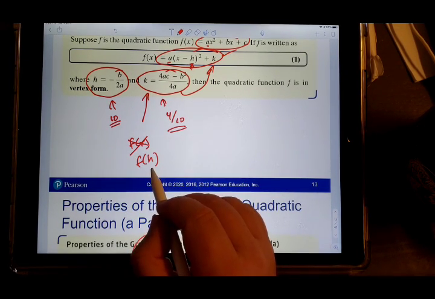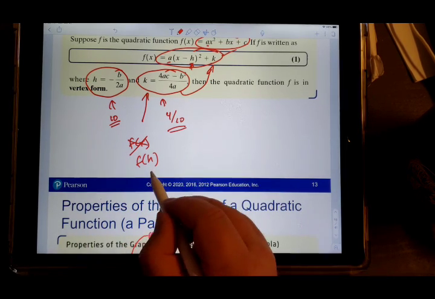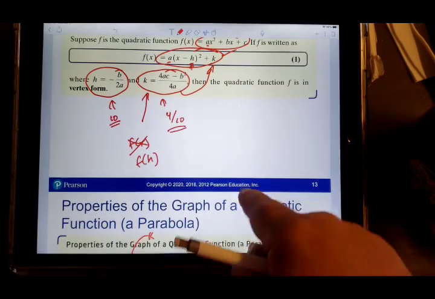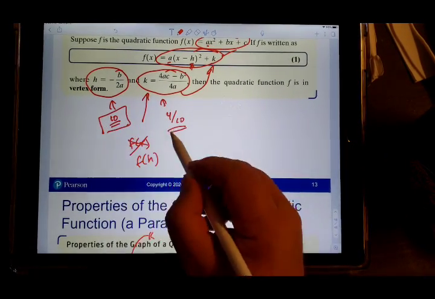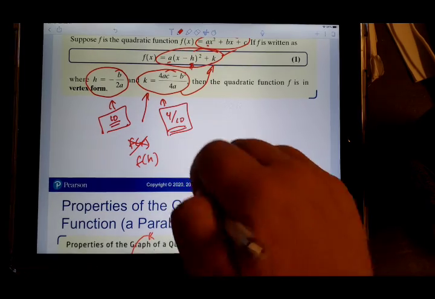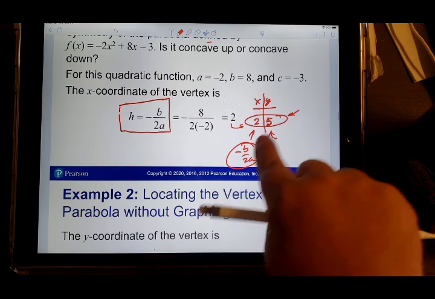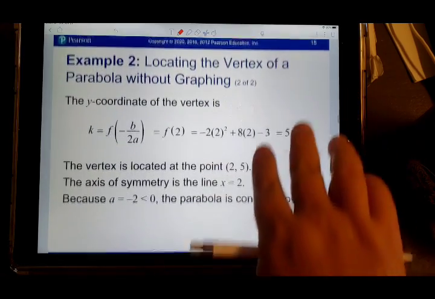And not literally f of h. If h was 2, I just found f of 2. So when you find h, you can plug it in to find k, and that's why this formula is very important. And this formula is almost optional because we have a more typical way to find it.